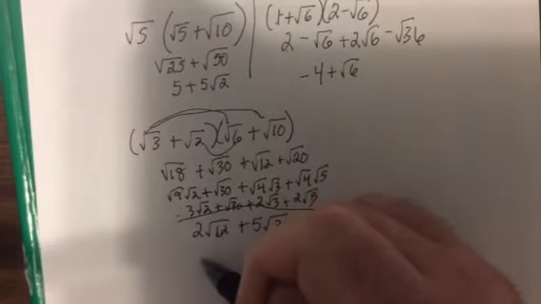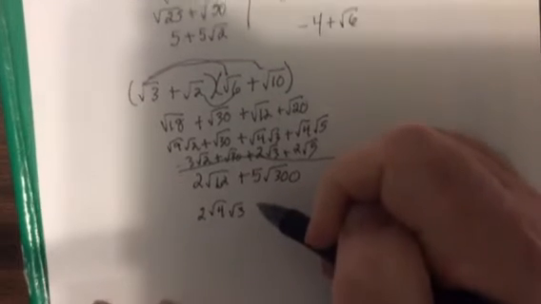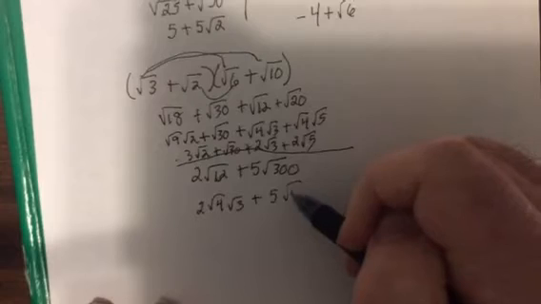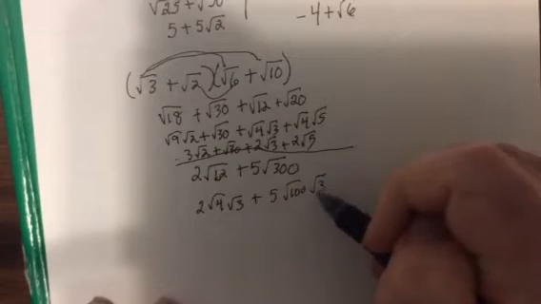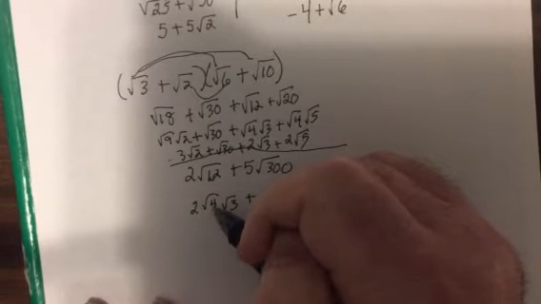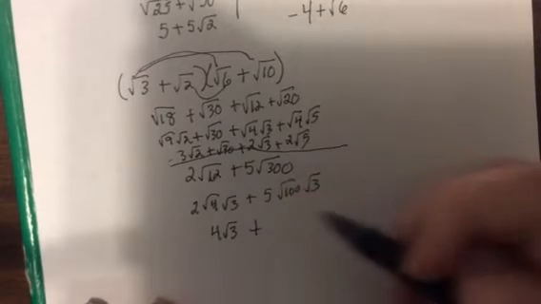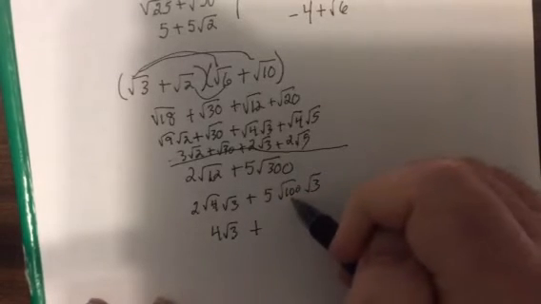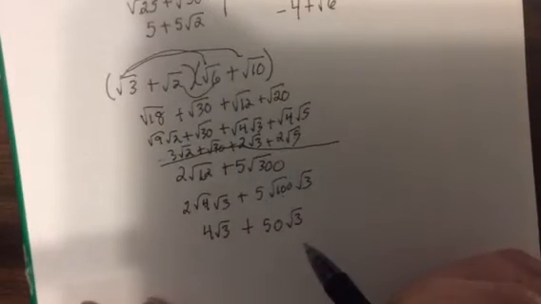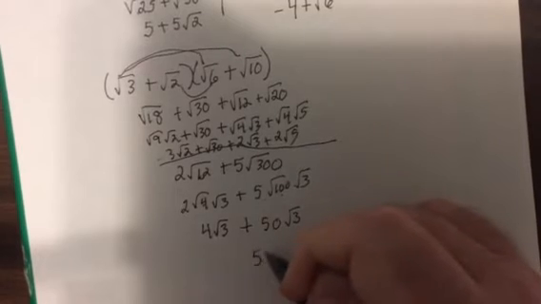We just simplify. 12 is 4 and 3. And 300 is 100 times 3. So this would be square root of 4 is 2, times 2 is 4. And square root of 100 is 10. 10 times 5 is 50, square root of 3. And hey, they both have the same radicand, so we can combine them.